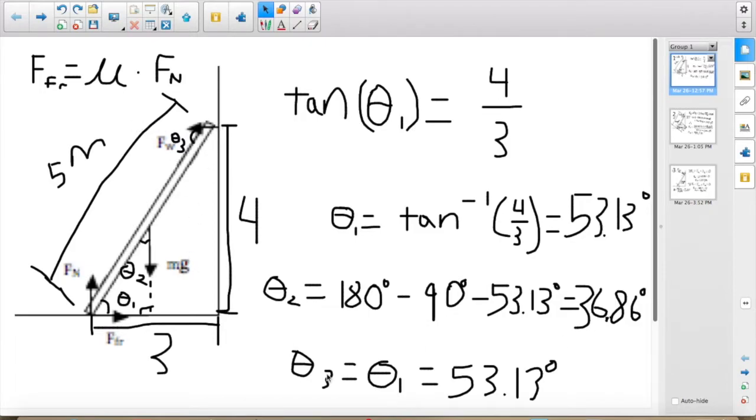Theta 3 actually ends up being the same as theta 1. And I forget the official name of that angle theorem, but I've always called it the Z theorem. That's how it was taught to me.